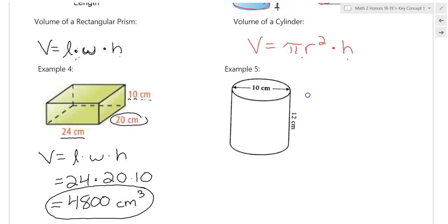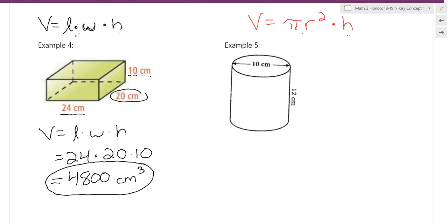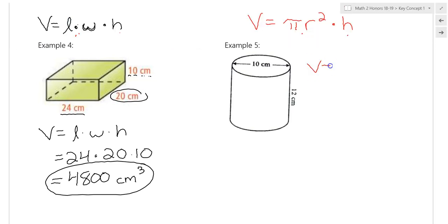All right, let's look at then an example 5. So my volume equals pi r squared times height. My r, right, well this is my diameter. Cut it in half, I get 5 centimeters. So 5 squared times my height, right, is 12.